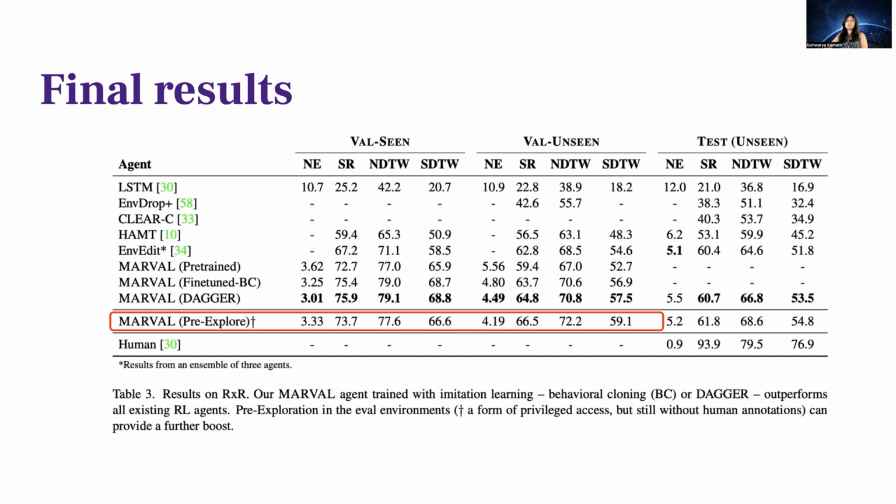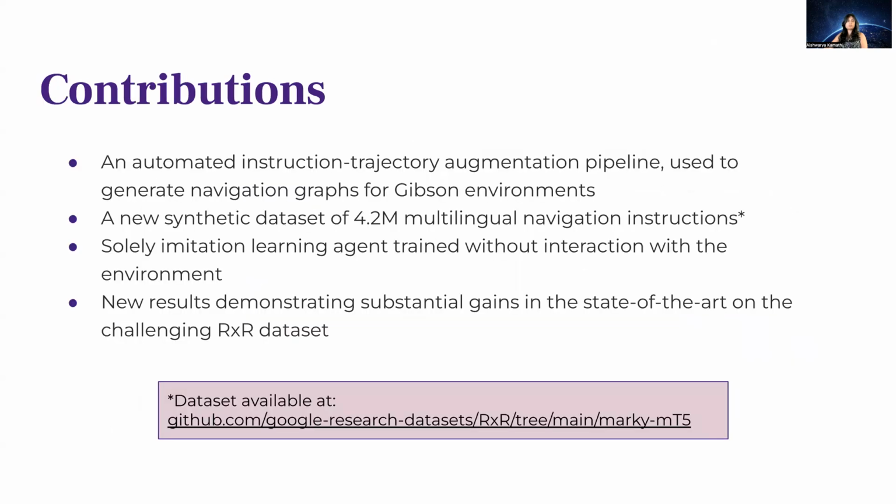In the pre-explore setting, we allow the model to have access to synthetic instructions generated by Marquee on the unseen environments. This is a more realistic setting where the robot may be able to explore an environment before being deployed in it, but without having access to any human annotations. We find that we can get a further boost of 2 points.